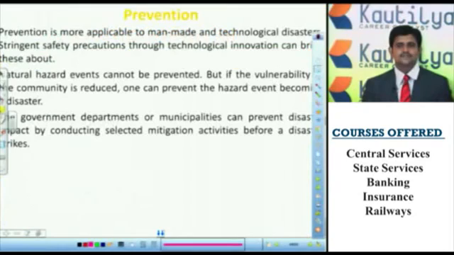First one is prevention. We all know the famous saying, prevention is better than cure. So we need to prevent these disasters. How can we prevent these disasters, whether man-made or natural? For that, it requires an institutional framework, infrastructural work, and proper planning. In the case of India, there are many government departments, municipalities, NGOs, and voluntary organizations which altogether coordinate to reduce or prevent disasters.